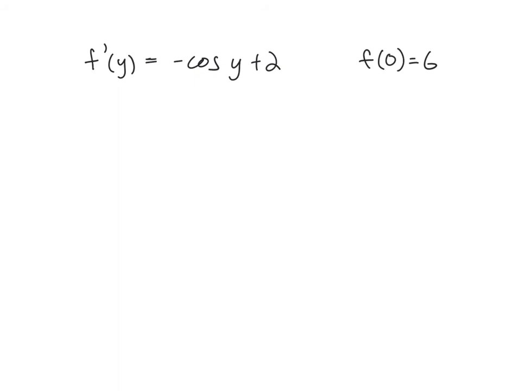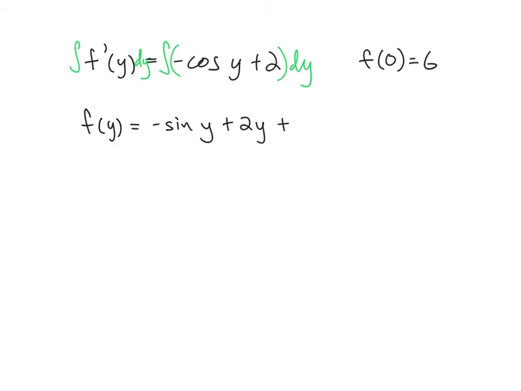Okay, so here is the first derivative with the correct c value from the last slide and the initial condition for the original function. So again, we will take the antiderivative of both sides with respect to y. So all of this with respect to y. And again, we get to basically remove a prime. So we will have f of y equals negative sine of y plus 2y plus c.